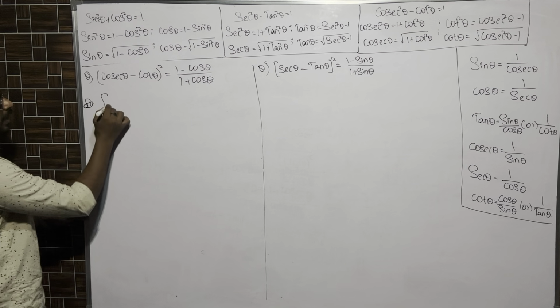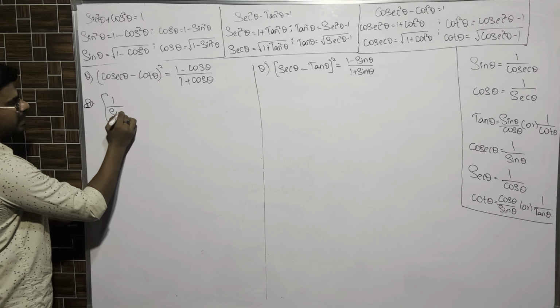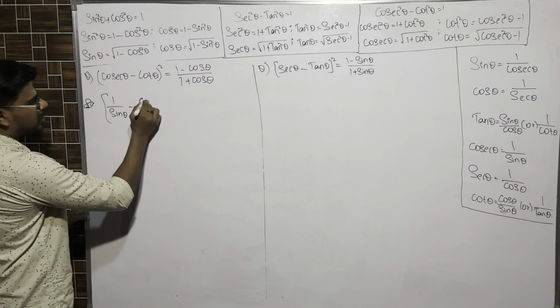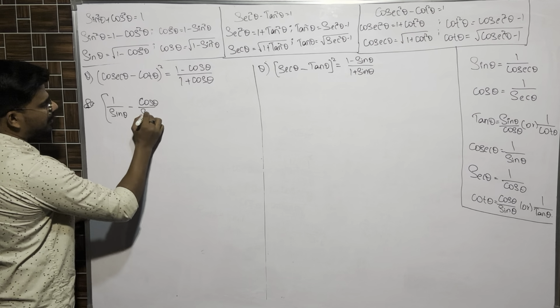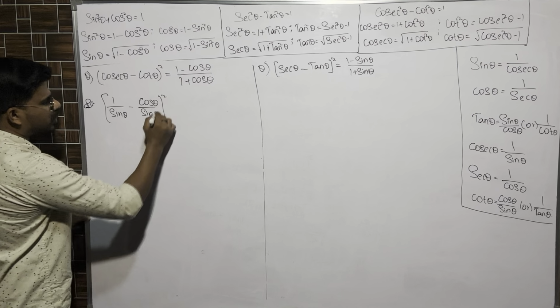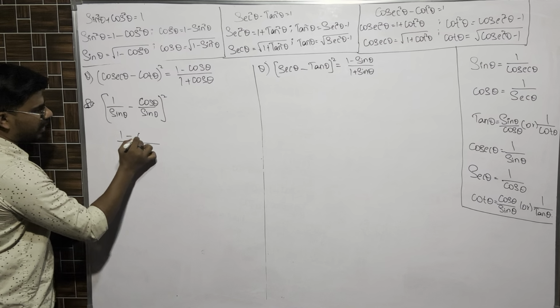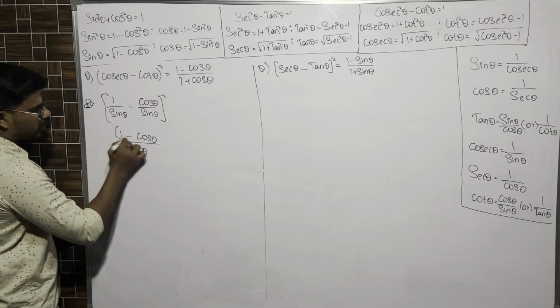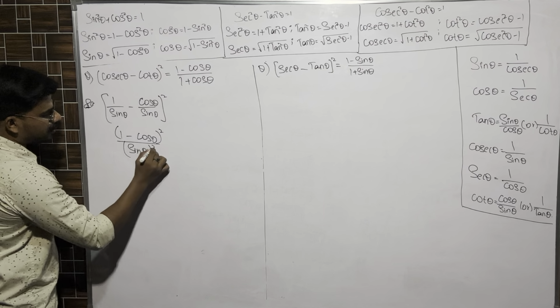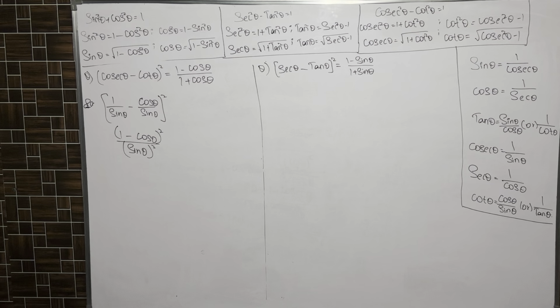Right here, cosecant can be written as 1 by sine theta minus cot, which can be written as cos theta by sine theta, and it is whole square. Right, LCM is sine theta. Here you have 1 minus cos theta whole square. I am splitting the square to both the terms: square is given to the numerator and square is given to the denominator as well.